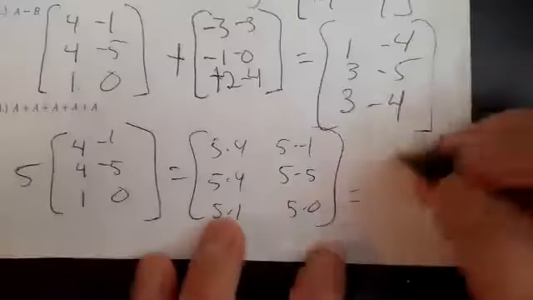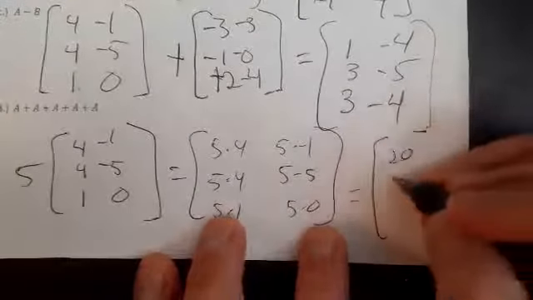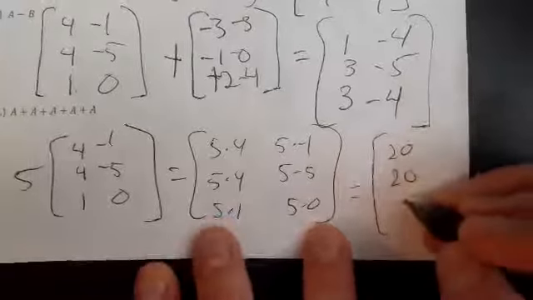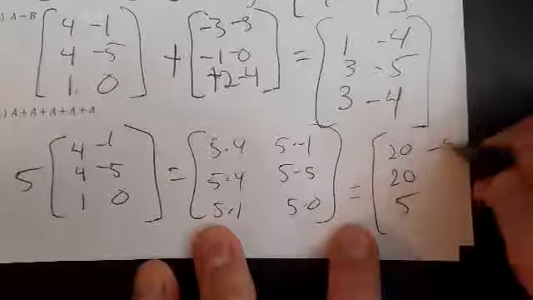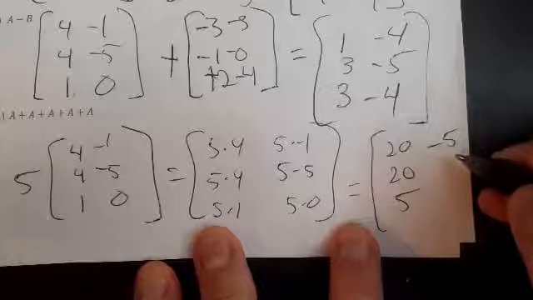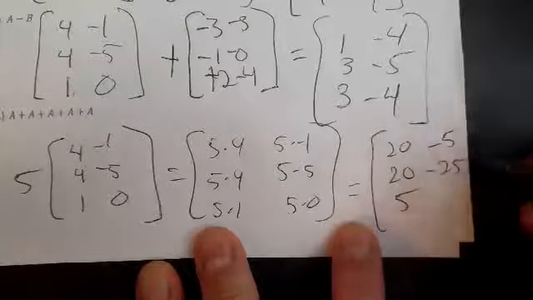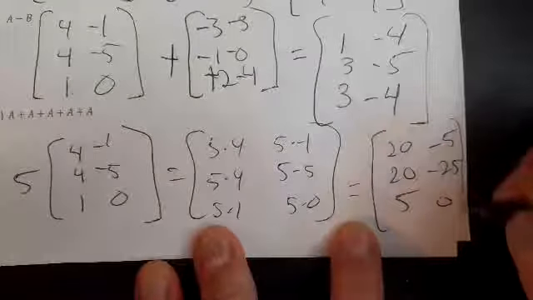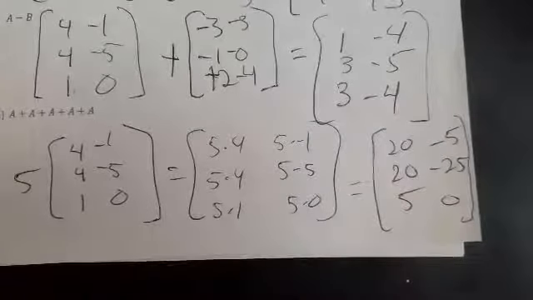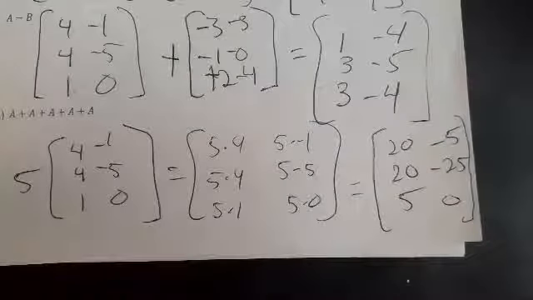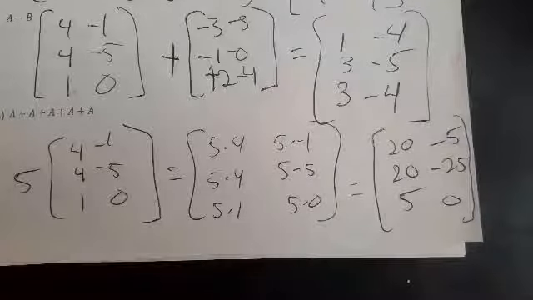So now do it. 5 times 4 is 20. 20. 5 minus 25. 0. So I'm running out of room over there. But it's there. And so this is what scalar multiplication is.